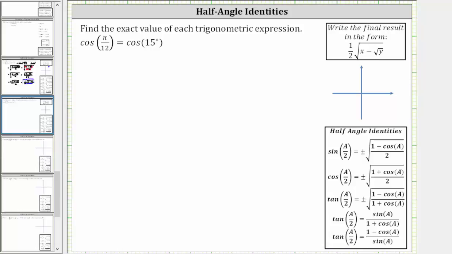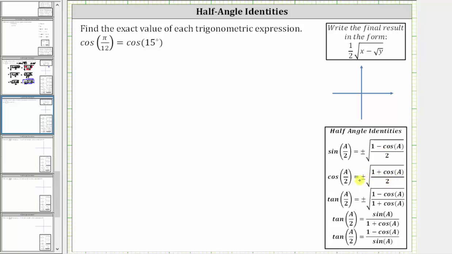In this video, we will use a half-angle identity to determine the exact value of cosine pi divided by 12 radians, which is equal to cosine 15 degrees. Looking at the notes below, cosine of A divided by 2 equals plus or minus the square root of the quantity 1 plus cosine A divided by 2.